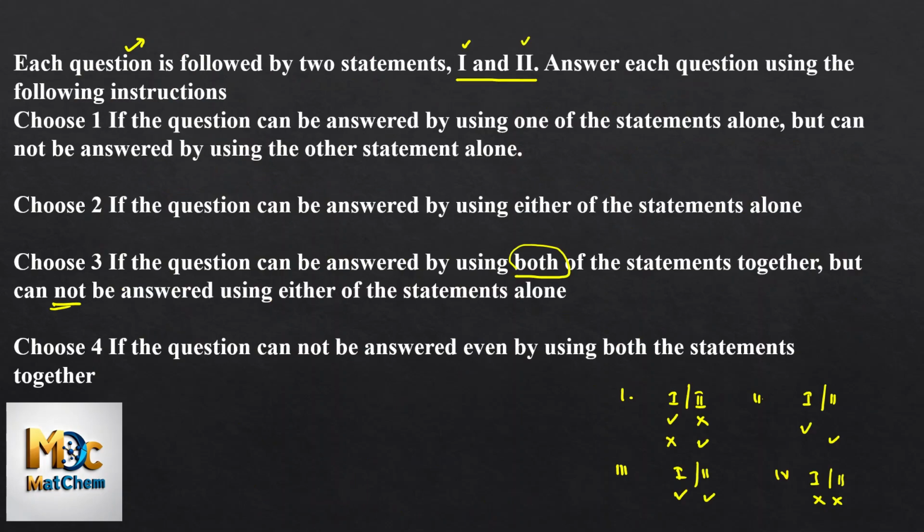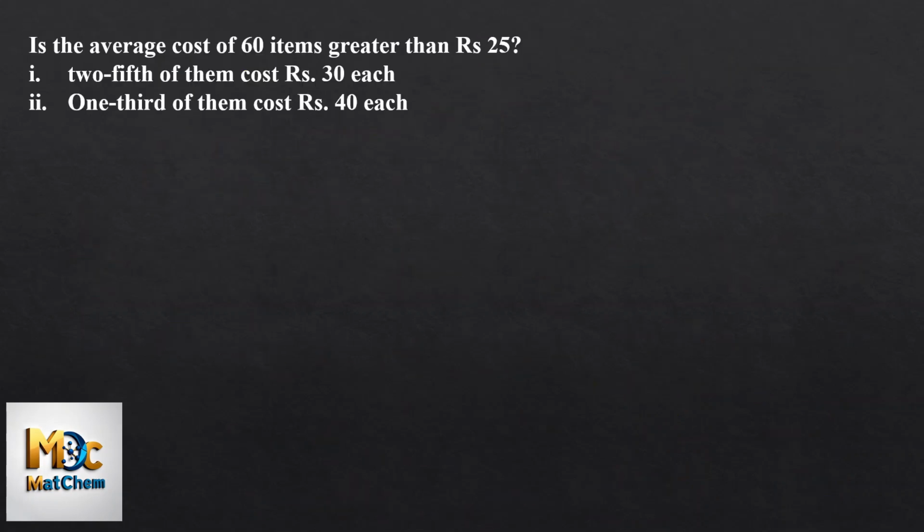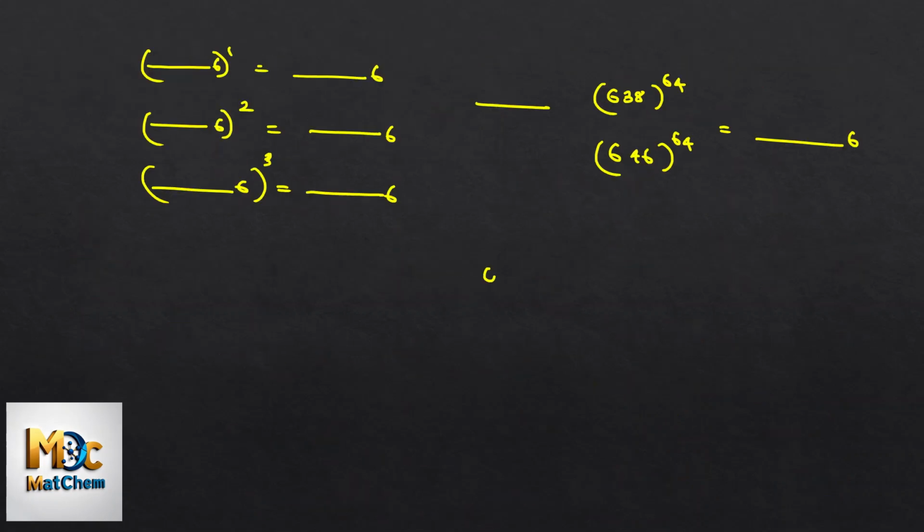So we know that if you are able to answer any question, here you cannot answer it by one statement alone. You can answer only by taking both the statements together, but it cannot be answered by using either statement individually. So the answer is going to be option 3.